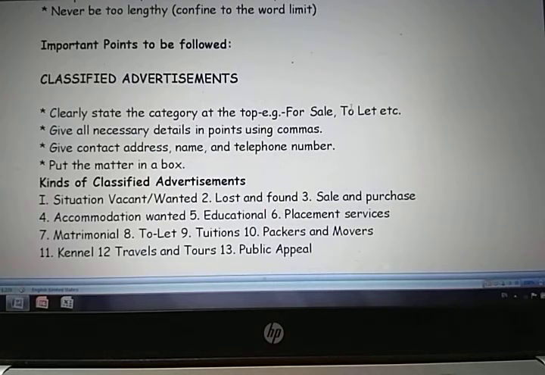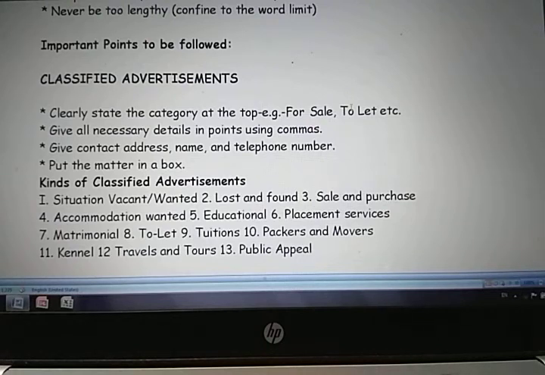Understood? So all these things tell only one thing. What is that? You should have a habit of reading newspapers. That is what the examiner actually wants. What does the examiner want from you? He wants the student to go through the newspapers. Clear? And next, some kinds of classifieds we will discuss in our next classes.